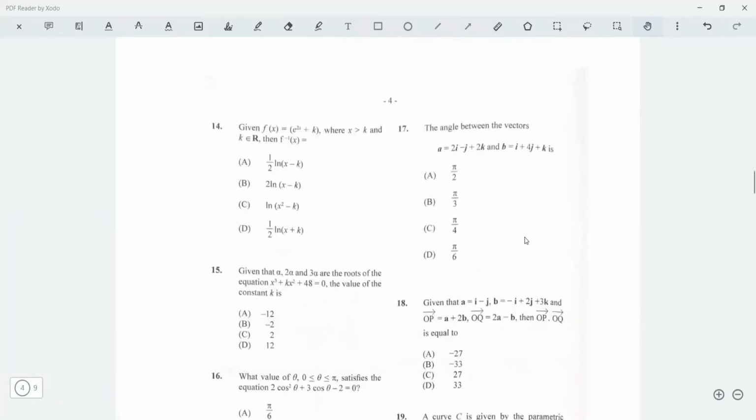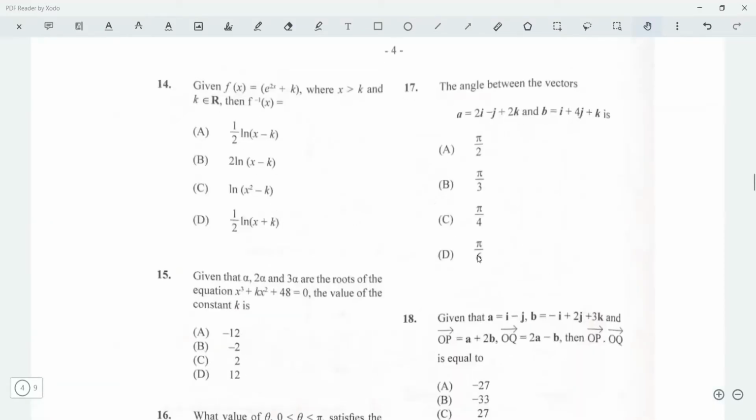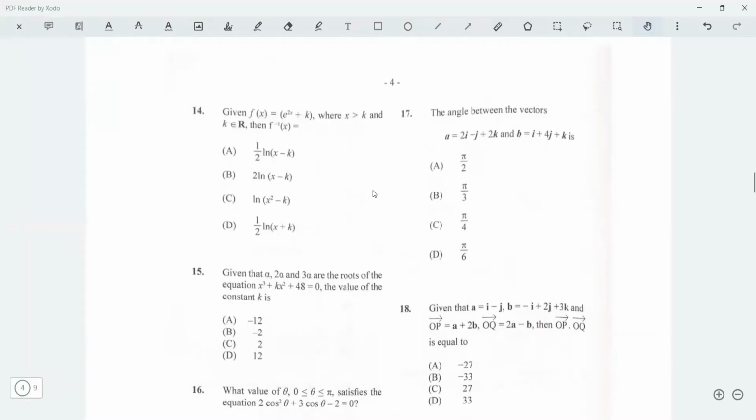Number 14, given f of x is this, what is the inverse? To find the inverse, what we need to remember is we have to call f of x x, and where x is, we'll put y. So x is e to the 2y plus k. Then make y the subject. So making y the subject, we're going to get x minus k is equal to e to the 2y.